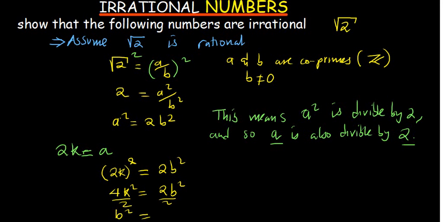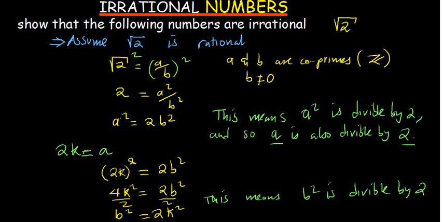This means that b squared is divisible by 2. So if b squared is divisible by 2, b is also divisible by 2. Now, can you notice that a and b are both divisible by 2? And from the start, we said that a and b are what? Coprimes. So this has violated our assumption.